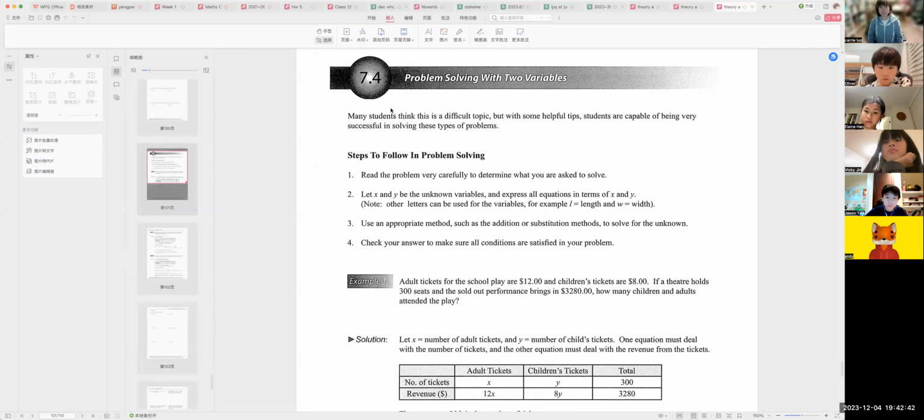Many students think this is a difficult topic, but with some helpful tips, students are capable of being very successful in solving these types of problems. Okay, so let's take a look at this one. First step: read the problem very carefully to determine what you are asked to solve. This is something very important.